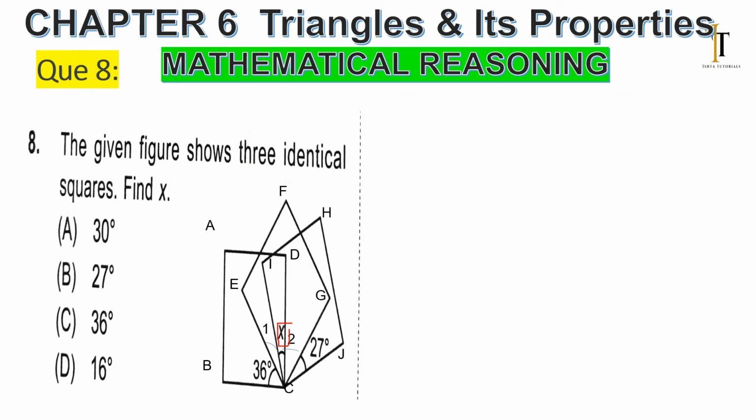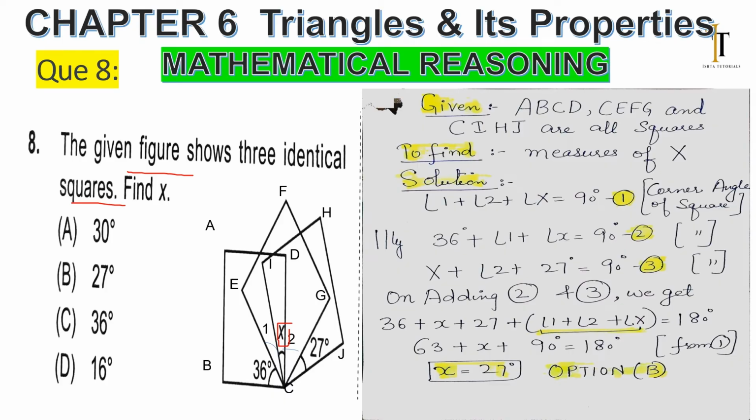Question number 8. The given figure shows three identical squares. Find X. So students, here you can see that we have three squares. Now let's take each square one by one and try to find the value of X. If we take square ABCD, you can see 36 plus 1 plus X is equal to 90 degrees. Yes, the reason is the corner angle of a square, and all the angles of a square are equal to 90 degrees. So this is your first equation.